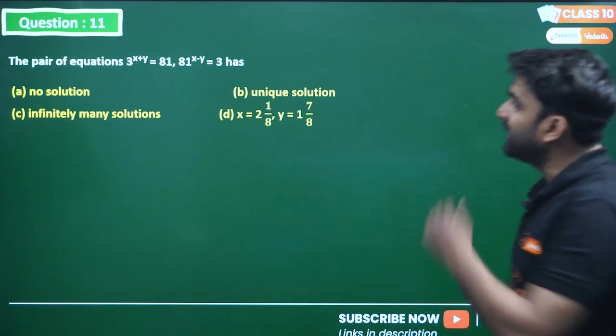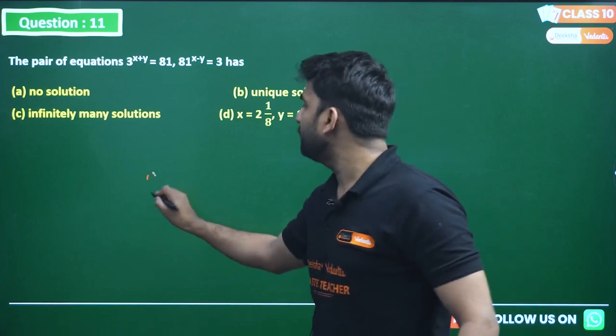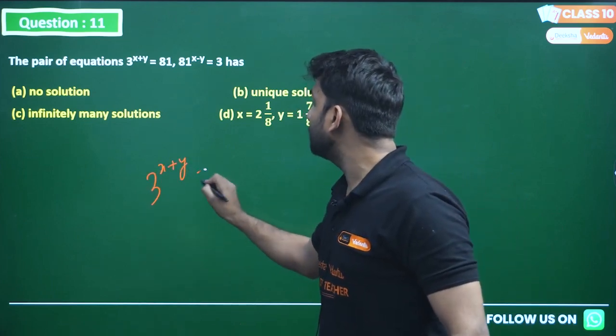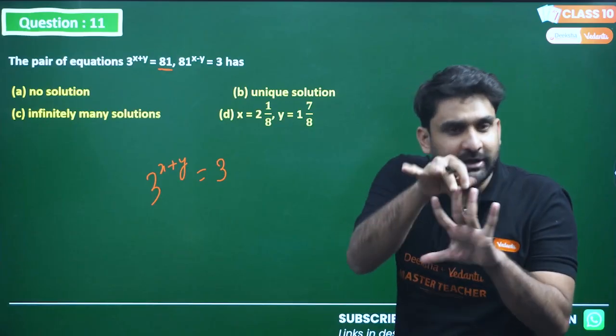Next question, the pair of equations. Okay, the pair of equations is given to you. 3 to the power x plus y is equal to 81. So 81 can also be written as 3 into 3 into 3 into 3.